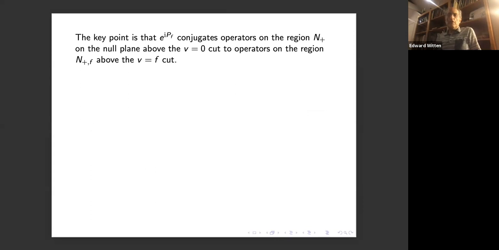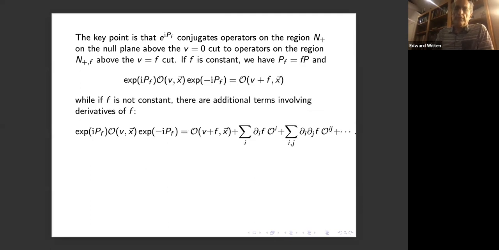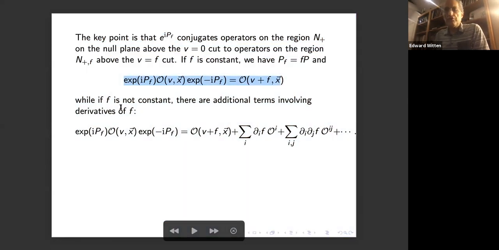Now, the key point is that e to the ipf conjugates operators on the region n plus of the null cut above the v equals 0 cut to operators on the region n plus f above the wiggly cut, the v equals f cut. To explain that, I'll point out the following. Suppose that f is constant. Well, then p sub f is just f times p, and we have the same formula as before. Now, if f isn't constant, what's different is that there are additional terms that involve derivatives of f. But each term involving the derivative of f involves a local operator of lower dimension than O. I wish I'd written this more carefully.